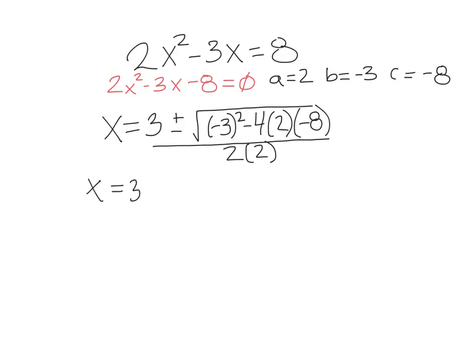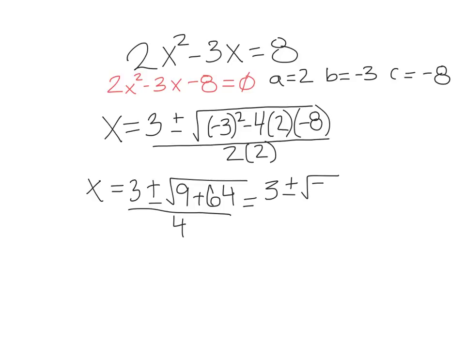x equals 3 plus or minus the square root of 9 plus, so I'm going to have -4 times 2, which is -8, times -8 would give me +64, over 4. Which does not equal a perfect square. So that's going to give me 3 plus or minus the square root of 73 over 4. Then the only thing I want you to do is see if I can prime factor that to simplify the radical at all.